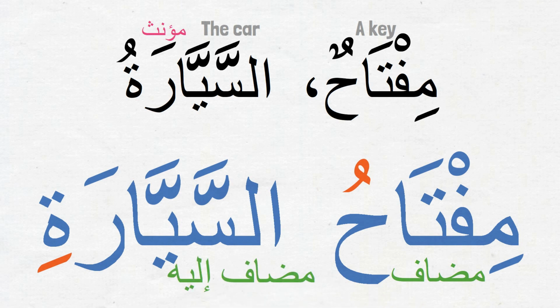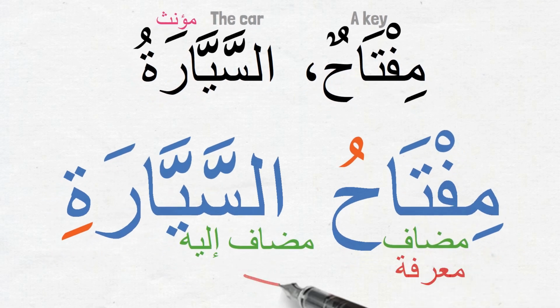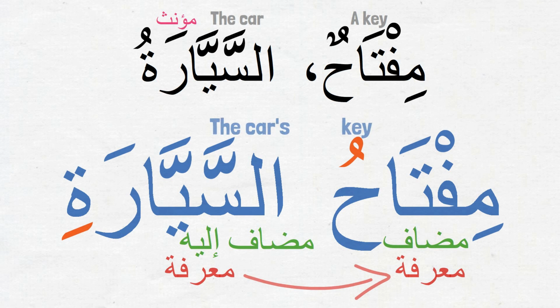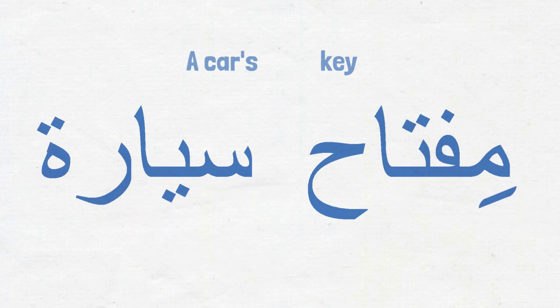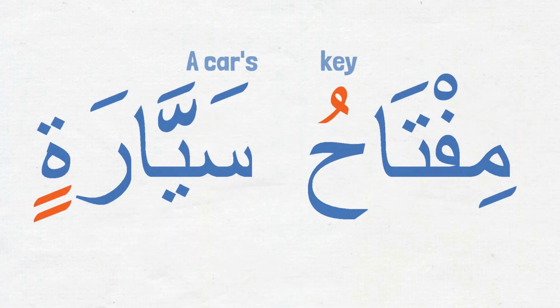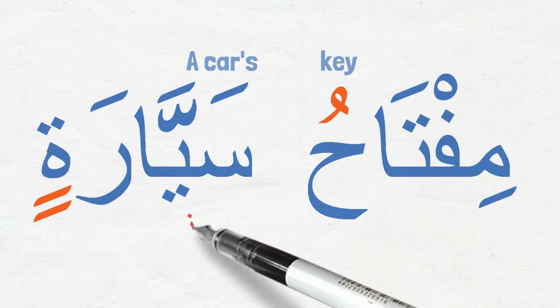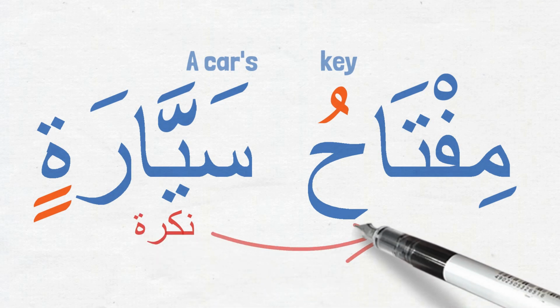Is مفتاح معرفة or nakira? It is معرفة because mudaf إليه السيارة is معرفة ism. So we can translate this as the key of the car or the car's key. How can we say a car's key or a key of a car? For that we need to make the mudaf إليه nakira. So it should be مفتاح سيارة, a car's key. سيارة is nakira, so is the mudaf مفتاح.